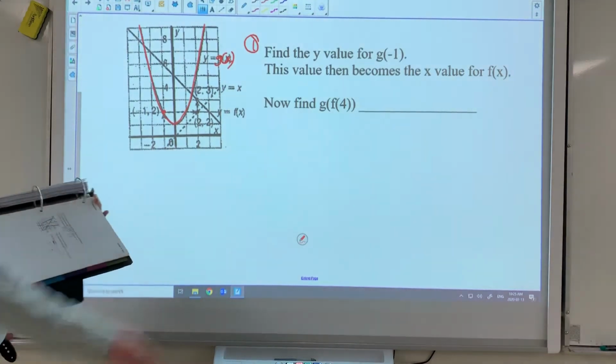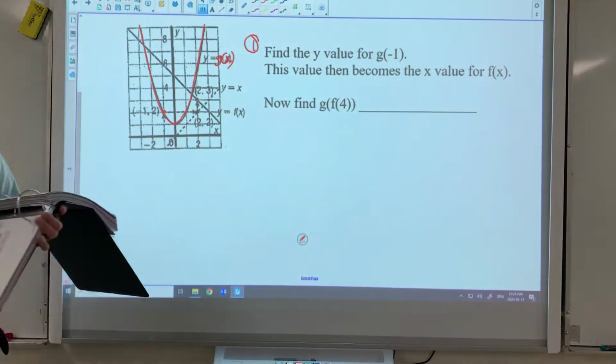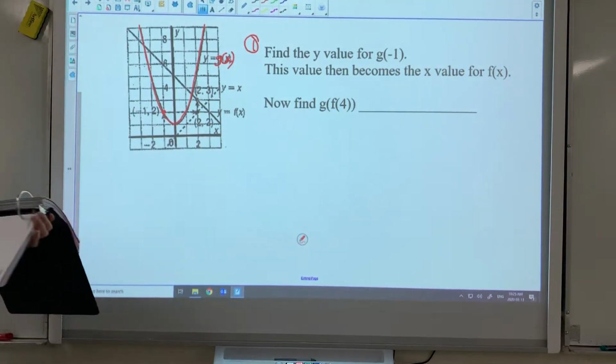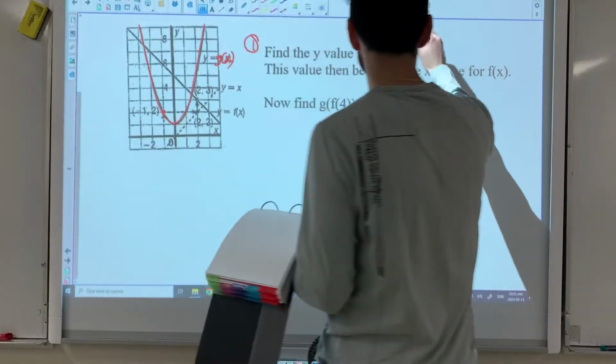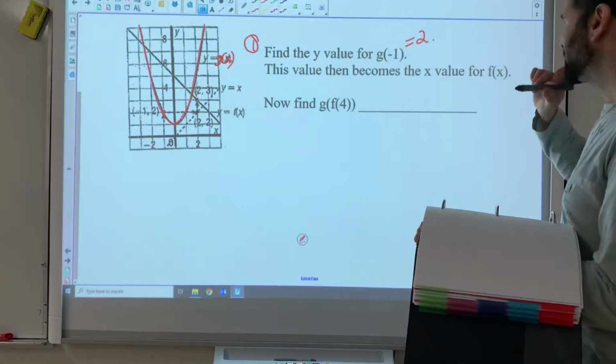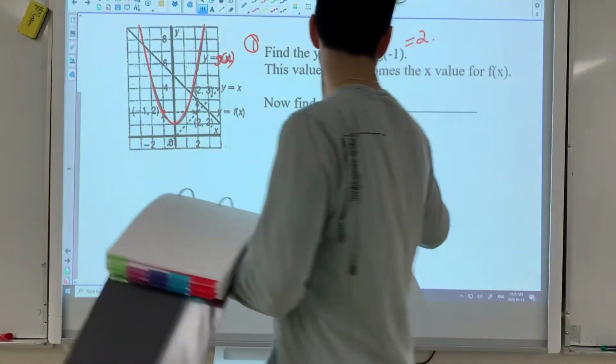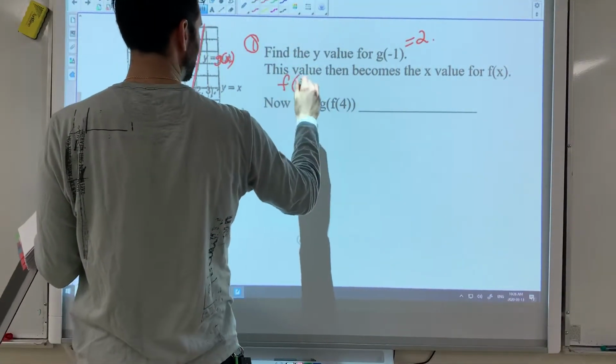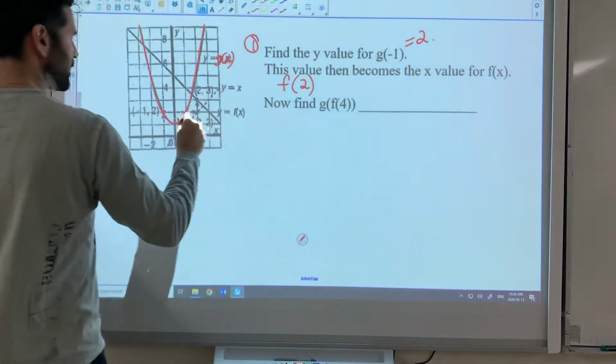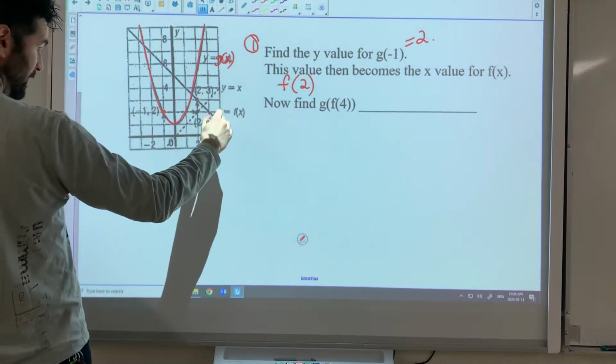Are we interested in the negative 1 or the 2? It's the y value, right? Go find g of negative 1. So that equals 2. Now that becomes the value for f of x. So we're going to go find f of 2, and that is this line here.